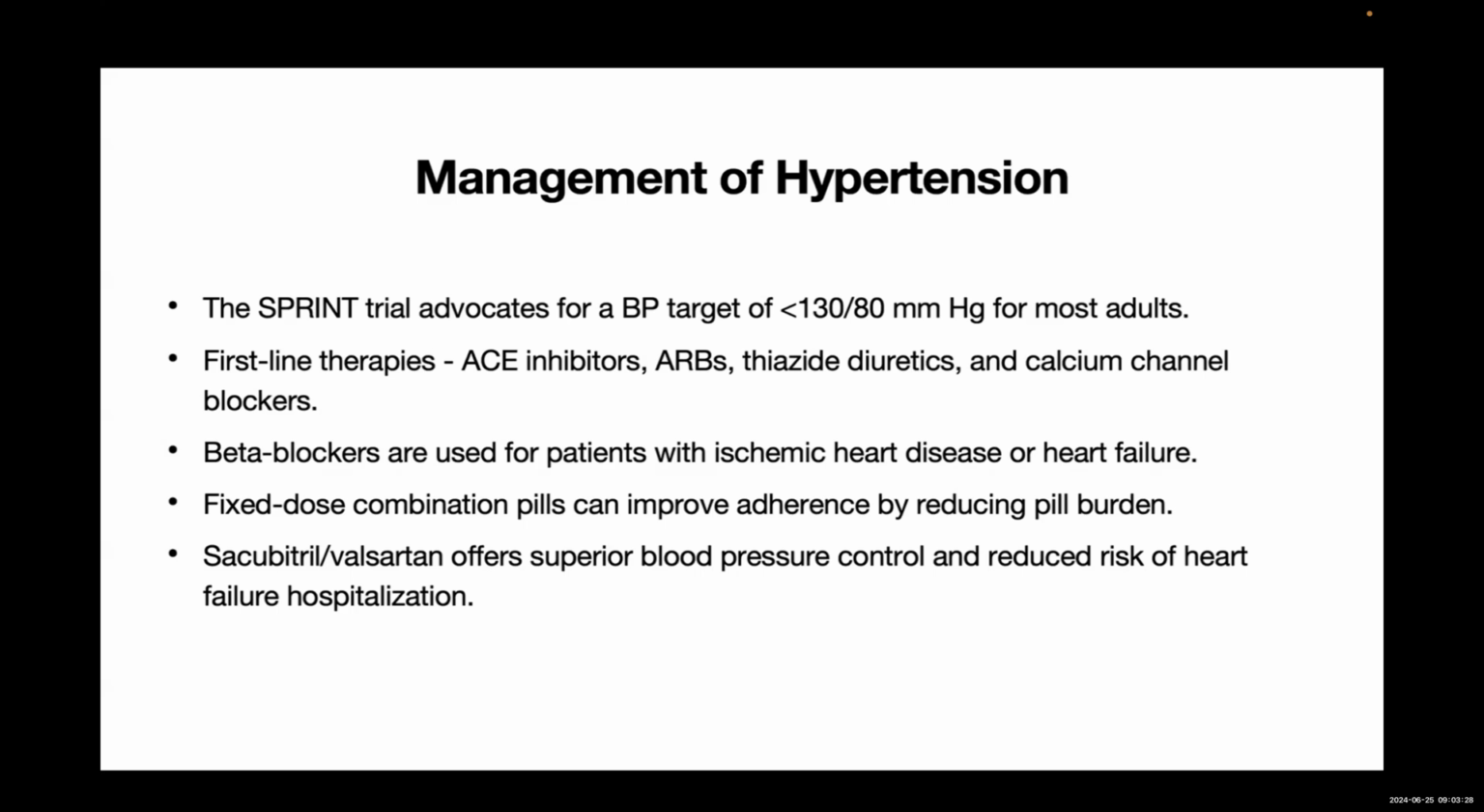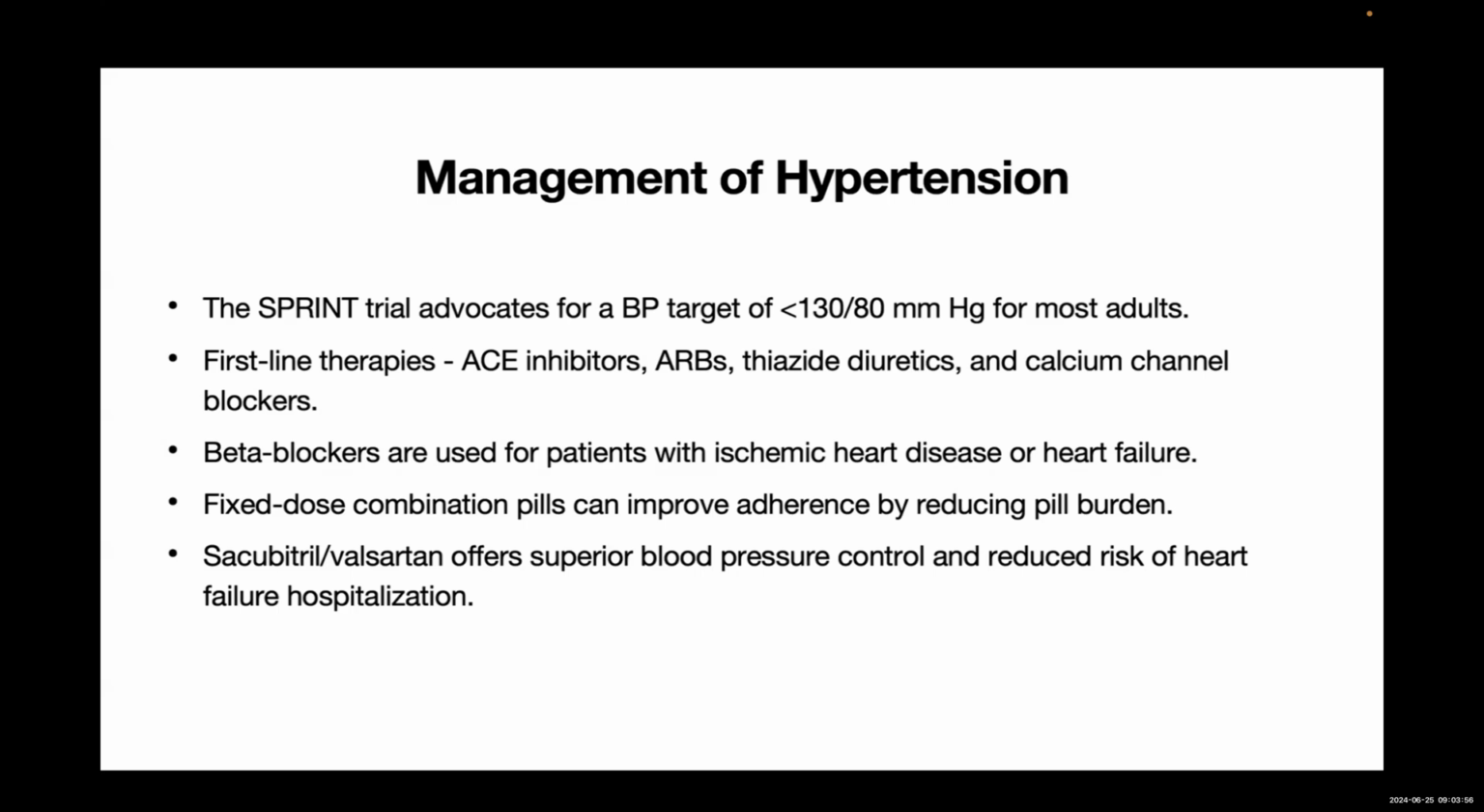In patients with resistant hypertension, combination therapy using multiple antihypertensive agents with complementary mechanisms of action may be necessary to achieve target BP levels. These fixed-dose combination pills also improve the compliance of the patient by reducing the pill burden. Advances in antihypertensive therapies include drugs like sacubitril valsartan, which combines a neprilysin inhibitor with an ARB to enhance the natriuretic peptides and improve BP control.